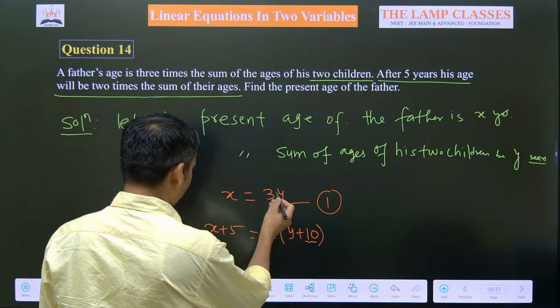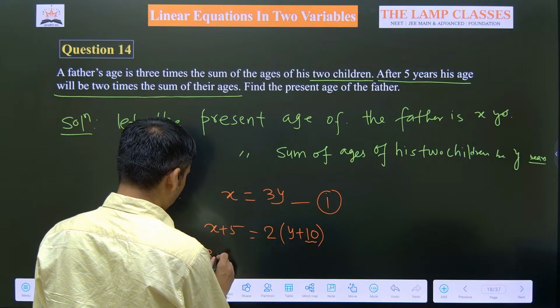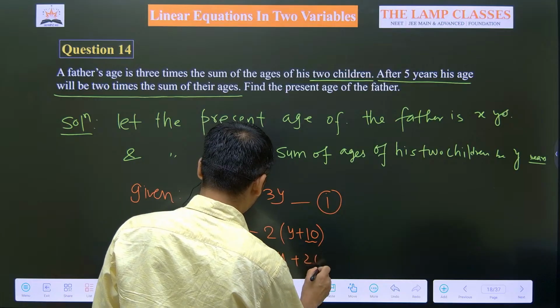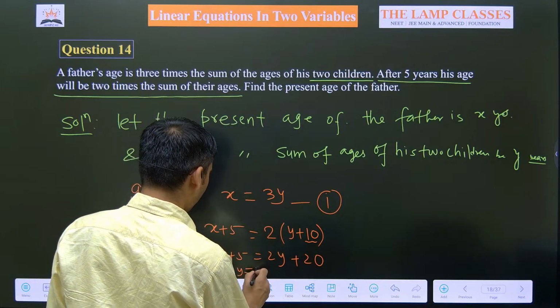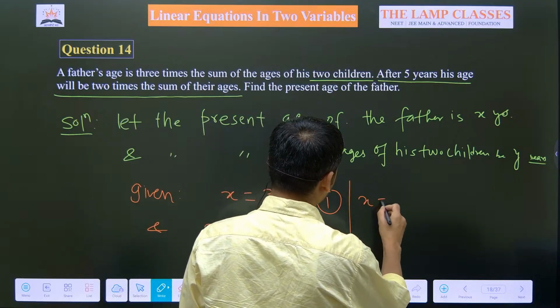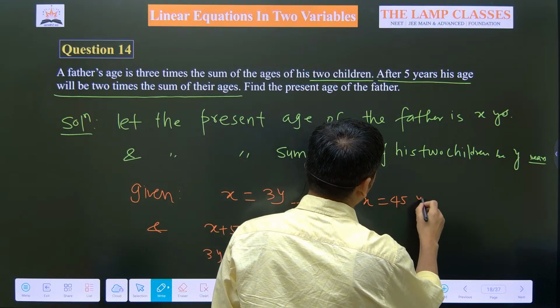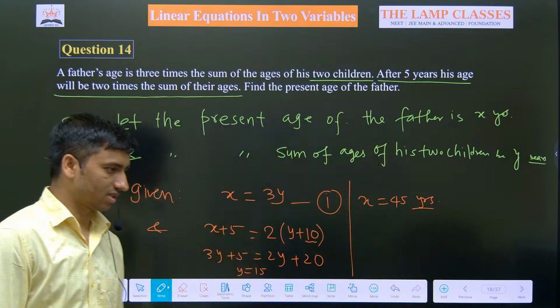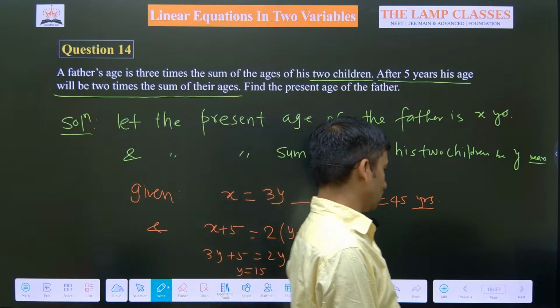Solve it then. We can replace x directly by 3y here. So 3y plus 5 is equal to 2y plus 20. When we solve, y will be 15. If y is 15, they're asking for x only, so x will be 45 years. So the present age of the father is 45 years. Yes, that's correct, guys. All of you have got it right. Very nice.